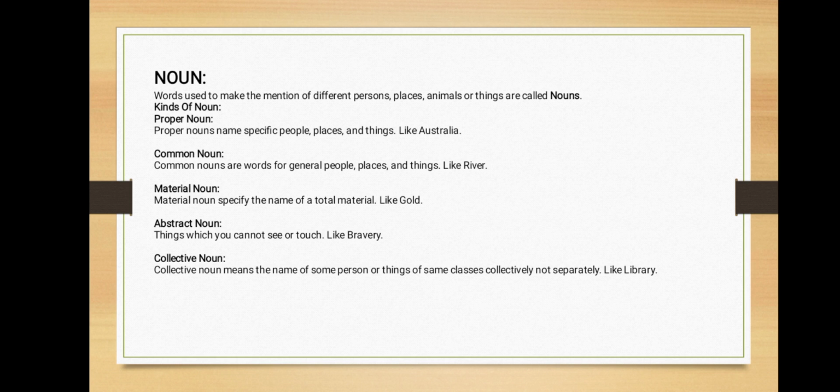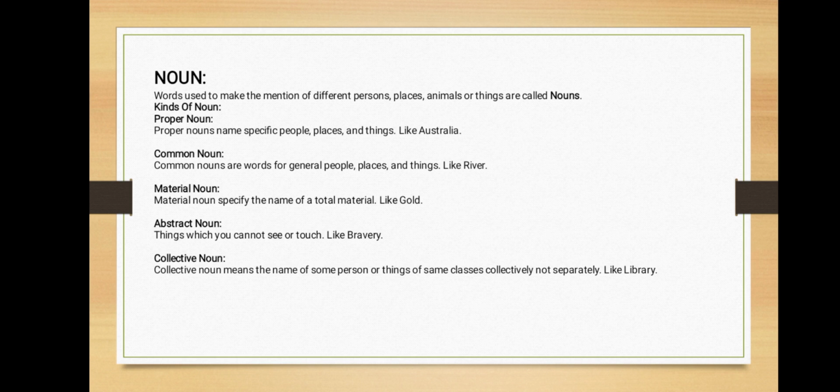Fine. Let's further discuss kinds of noun. There are 5 kinds of noun: proper noun, common noun, material noun, abstract noun, and collective noun. Let's define one by one. Proper noun names specific people, places, and things like Australia, New Delhi, Sunday, Amazon, etc. The second type is common noun. Common nouns are words for general people, places, and things like woman, street, river, town, etc.